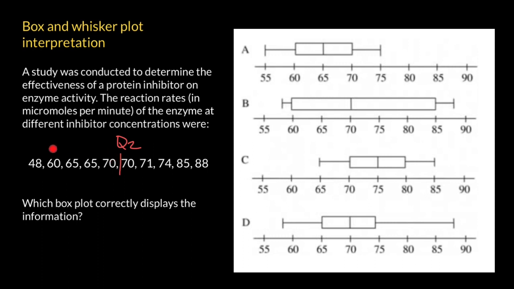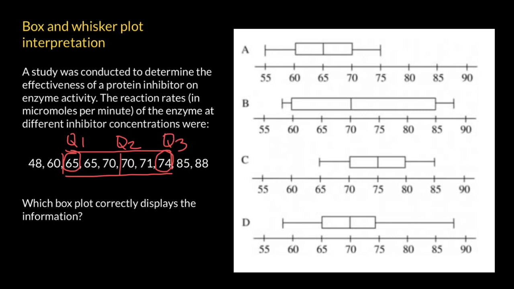Our next step would be to find the median of the left side and of the right side. So we have 5 numbers here. So the median is going to be 65 here and 74 here. So this median 65 we call quartile 1, and 74 is going to be quartile 3. And between quartile 1 and 3, this is going to be our box. And these parts are going to be whiskers.